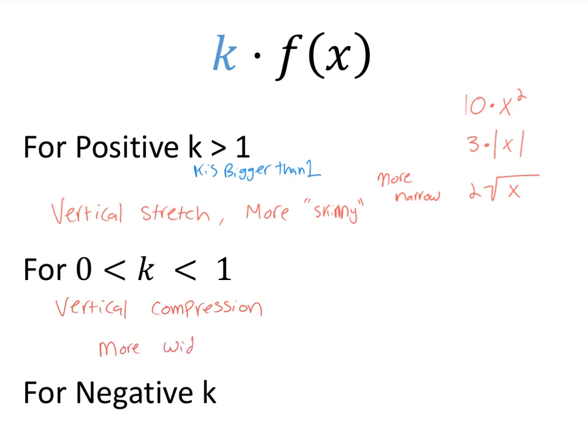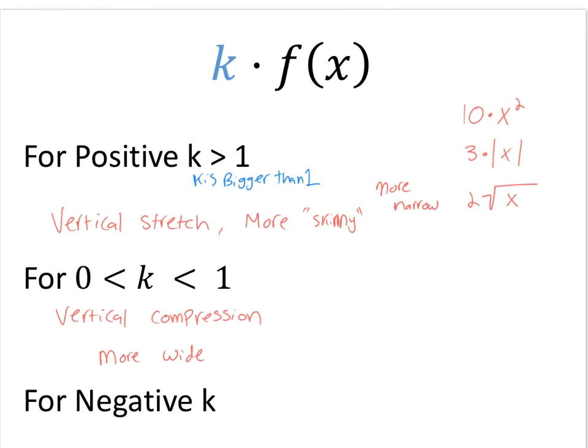More wide. I think that's the politically correct way to say it. Sorry. Or fatter. And we can give you some examples of this. So this would be like 0.5 times x squared. I'm just making the numbers up that are in front. 1/3 times the absolute value of x, or 0.25 times the square root of x. And notice that these numbers in front here are all less than 1, but bigger than 0. They're positive numbers that are less than 1.